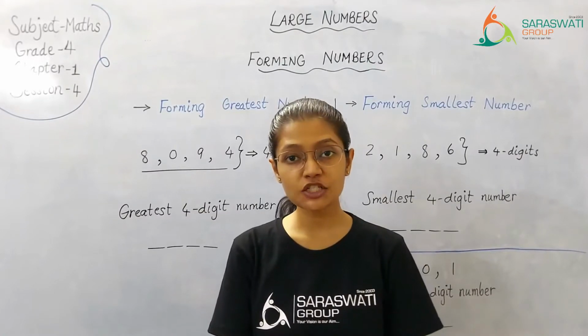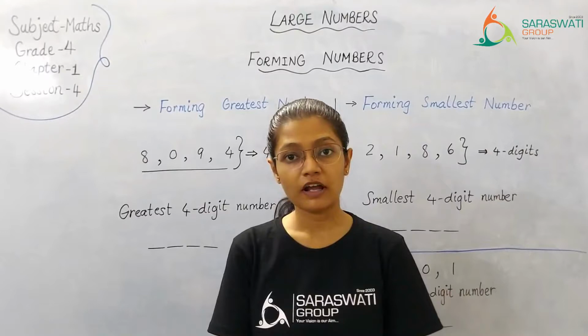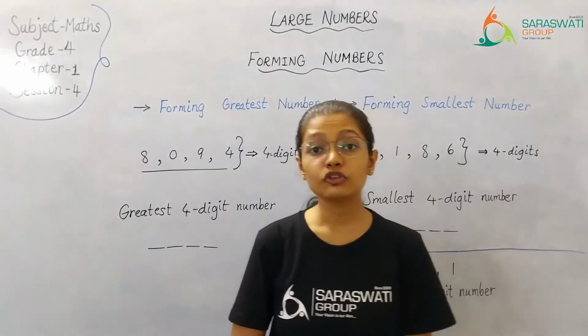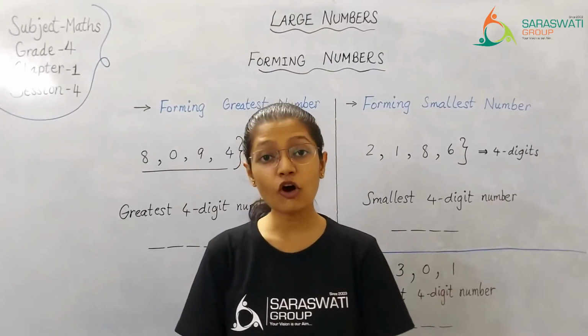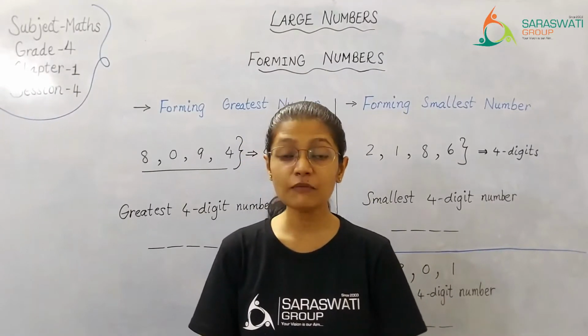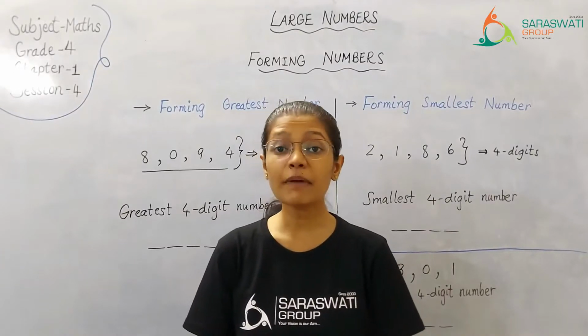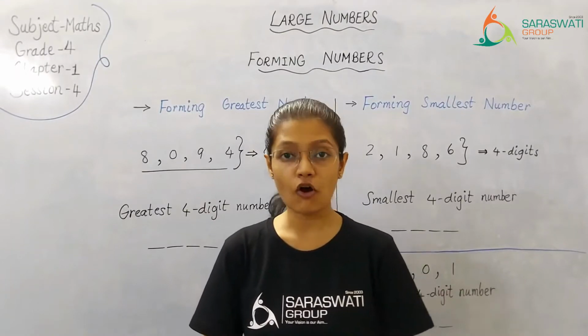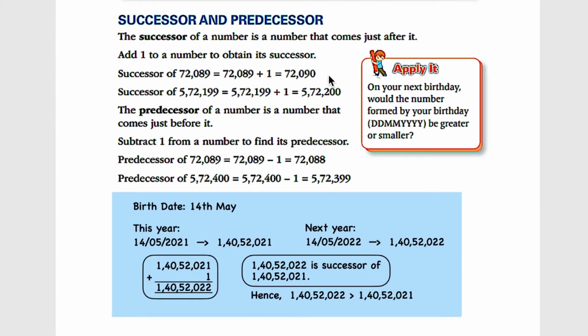Today I am conducting this session for subject Math grade 4 and this is our fourth session for the chapter Large Numbers. So students, in our previous session we have gone through the concepts of successor and predecessor of a given number, then comparison of numbers and arranging the numbers in ascending and descending orders. Now students, before we move on to the next topic for today's session, let us have a look at this question given over here in the Apply It section based on our knowledge of successor and predecessor of a number.